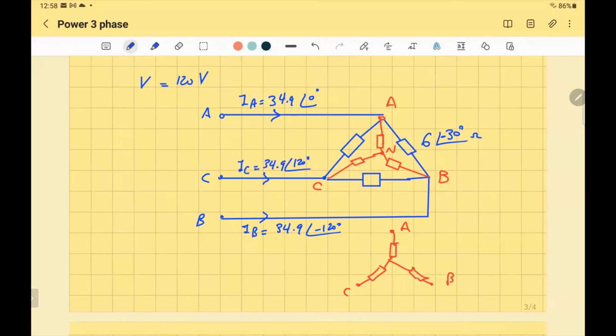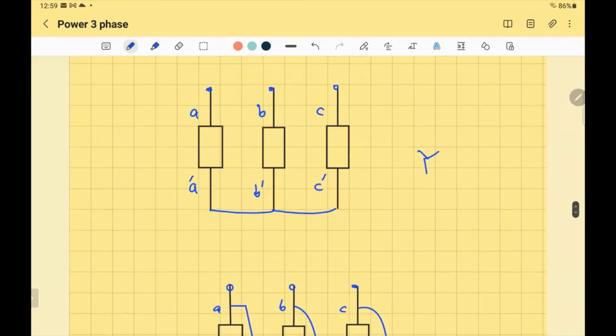IC equal 34.9 angle plus 120. And the question now, I'm going to find the phase current. It's enough to find one phase. Let me look for IA because we did that before. We know the sequence is just going in this direction. So this current will be IAB, and if you remember, that will be IBC and that's ICA. Now you have to find the relationship. You can do it again or just use the result that we did before in load.